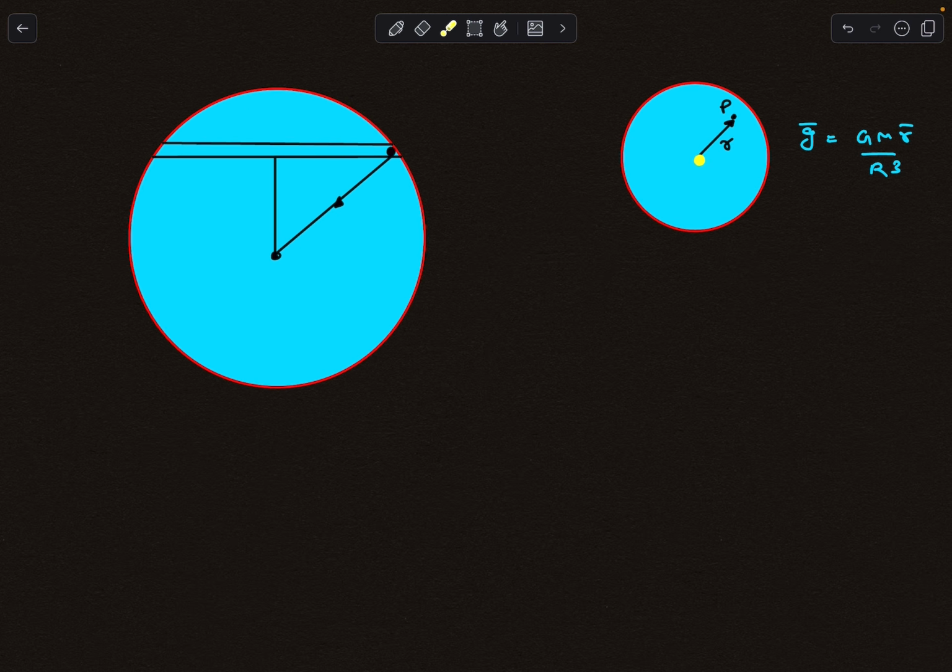So inside the planet, as we move radially outwards, the g field varies linearly with the distance. As we are dealing with points that are within the sphere, we're going to use this formula. The force on this mass is going to be m into g.